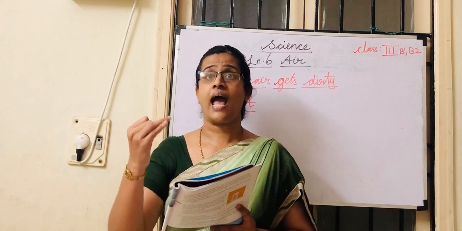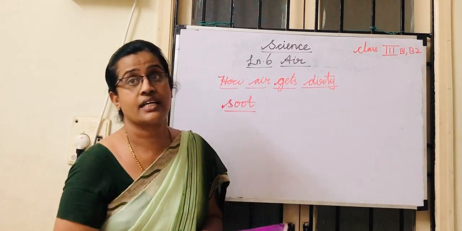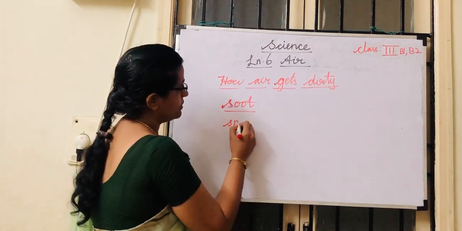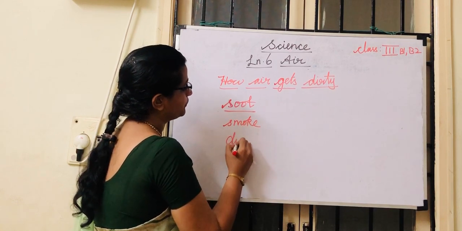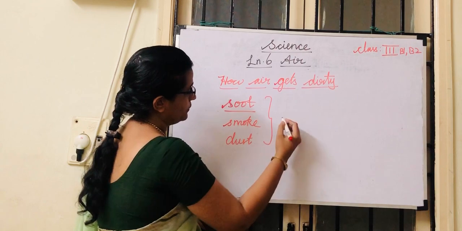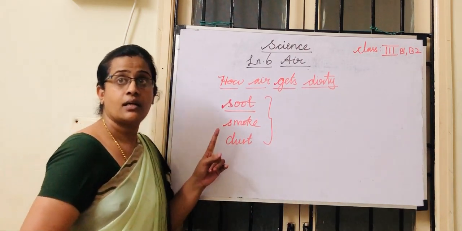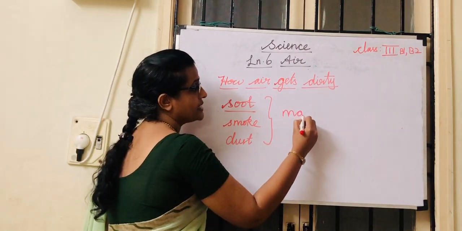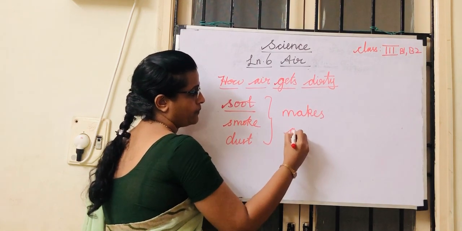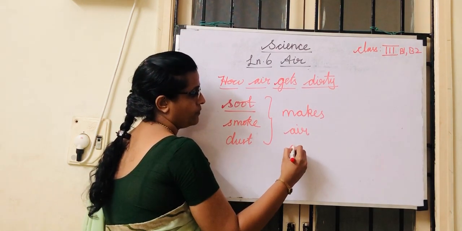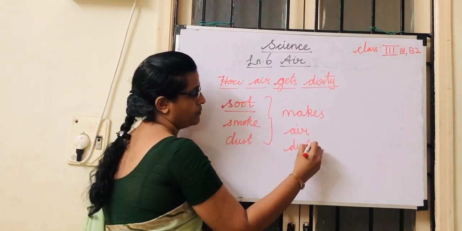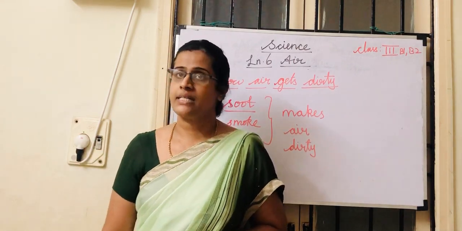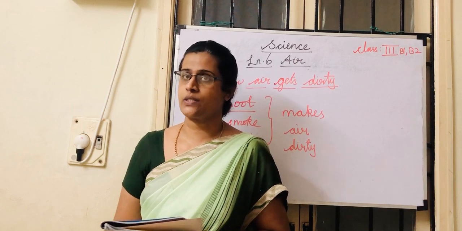Smoke, soot, and dust make air dirty. What are the things which make air dirty? Soot, smoke, and dust. Soot is nothing but the tiny unburned pieces from the burning stuff.